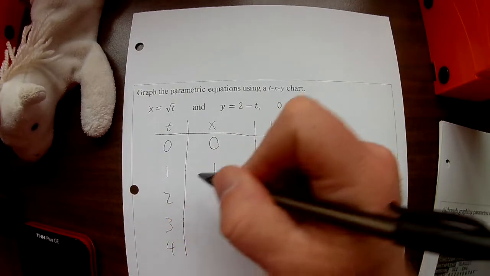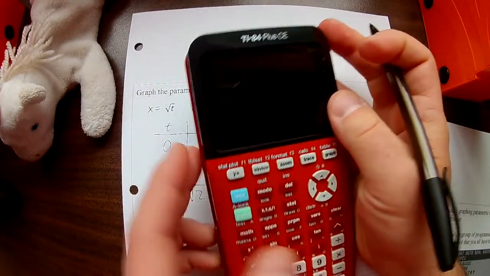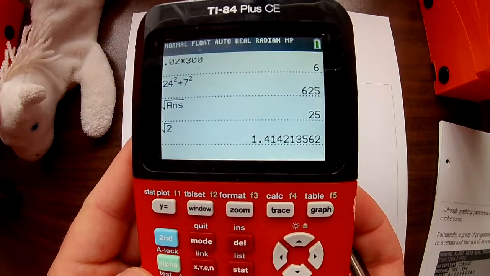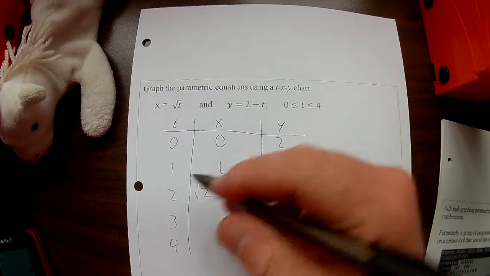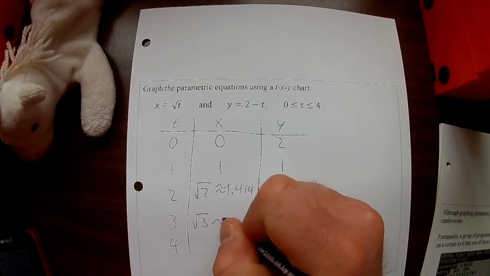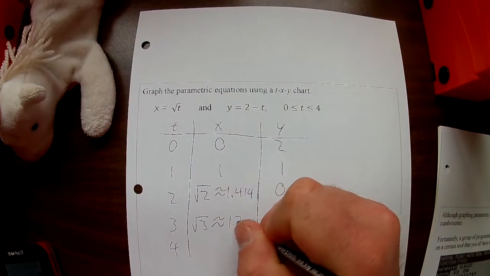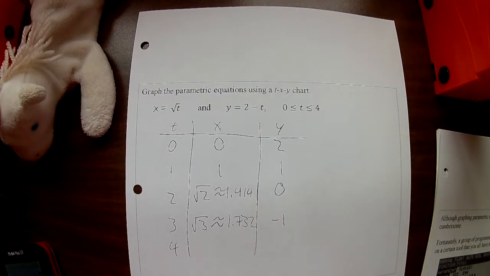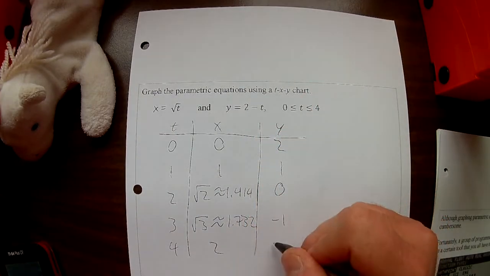Still difficult. 2. So square root of 2. Oh, shoot. Okay, can you guys see that? Square root of 2, 1.414. Oh, okay. 2 minus 2, 0. Square root of 3. Please, Mr. Idiot Machine, tell me 1.732. 2 minus 3, negative 1. Square root of 4. Okay, cool. Integer, 2. 2 minus 4, negative 2.